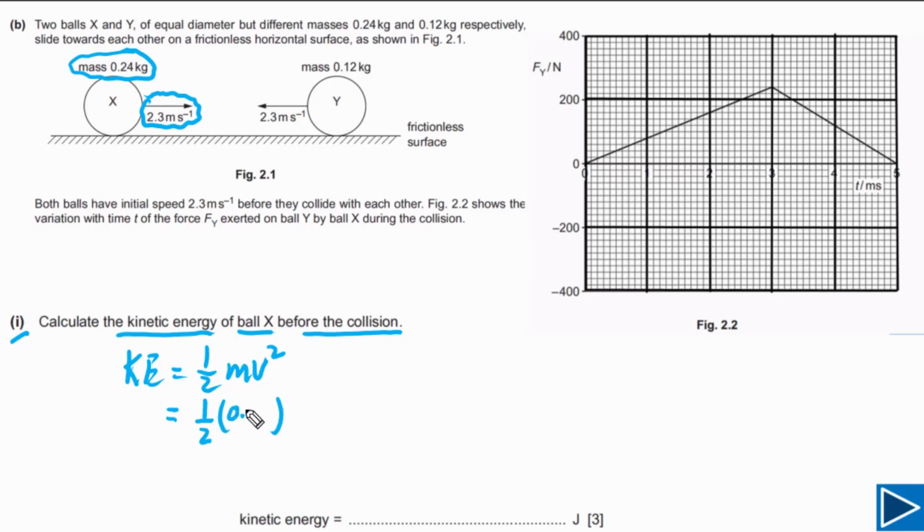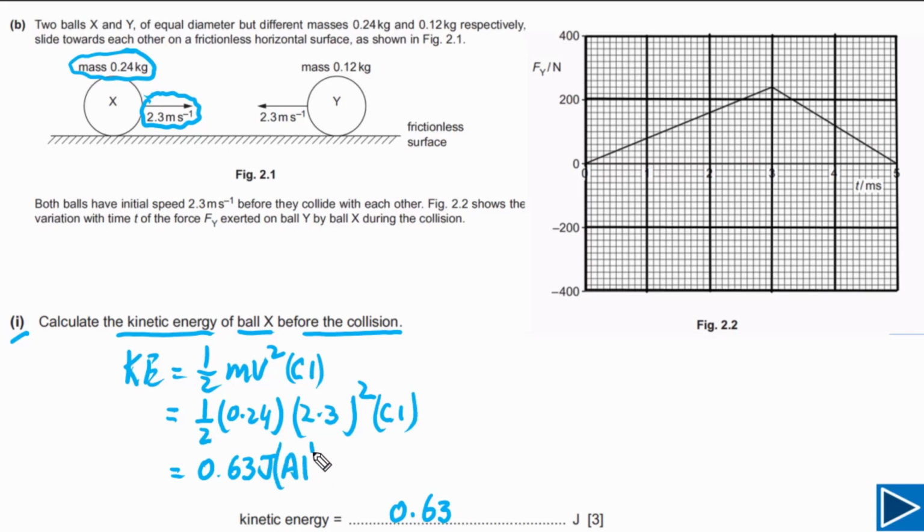Mass of ball X is 0.24 kg and the speed of ball X is 2.3 meters per second, and it is squared. If we solve this, your final answer will be 0.63 joules. We are using 2 SF because the raw data also has 2 SF. So our final answer in this case is 0.63 joules. This question has 3 marks. The first mark is if you have written this formula. The second one, if you plug in values, you will get the second C mark. And this is the answer mark. If you got the right answer, you will get full marks.